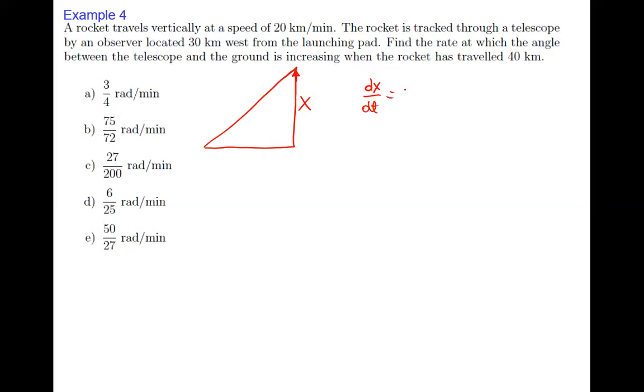dx/dt is changing at 20 kilometers per minute speed. That's given. That's my angle. That's 30, which is not changing. You can see I can label 30 and it's constant. This distance between the launching pad and the observer is 30. And the required information, we're looking, find at what rate is the angle changing, dθ/dt, at the moment when x is 40 kilometers, up.